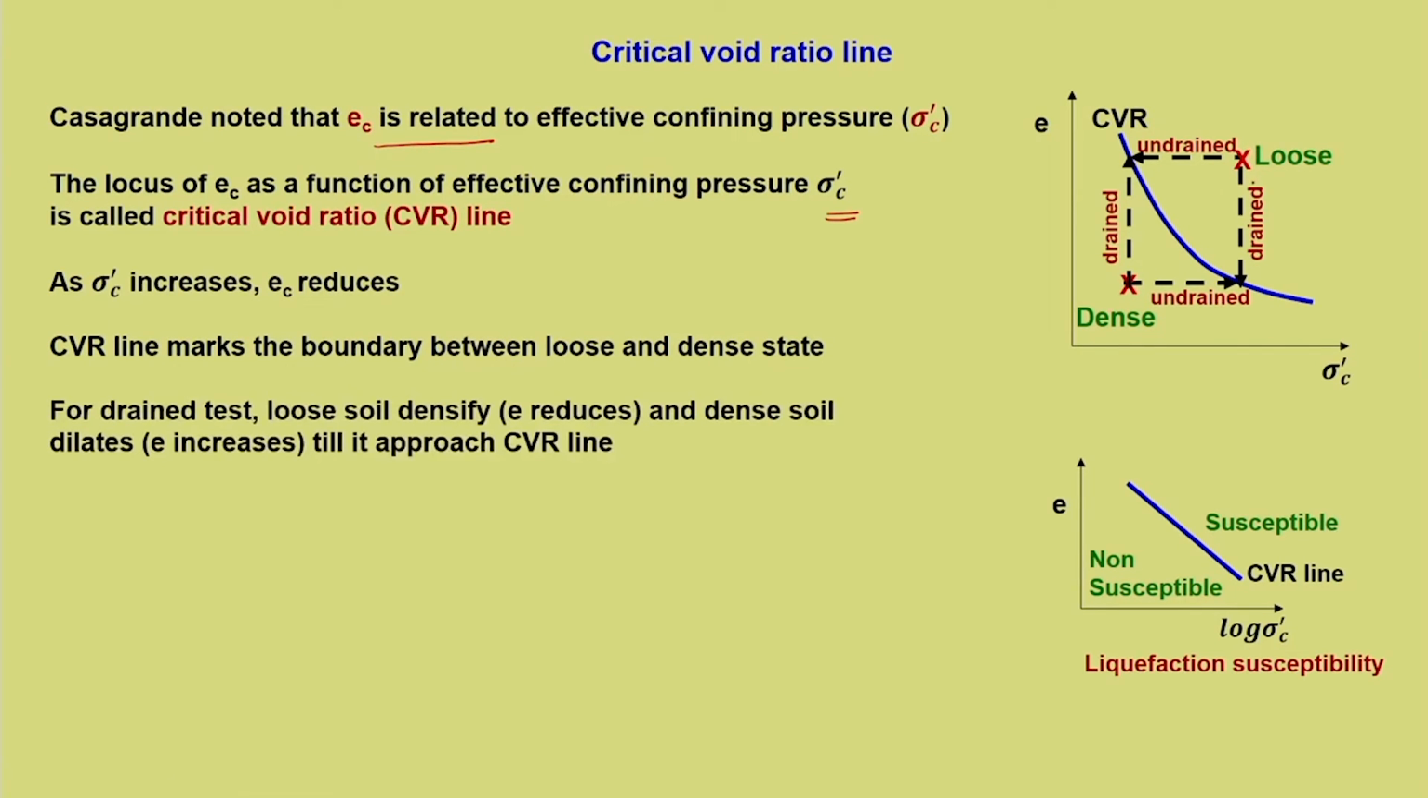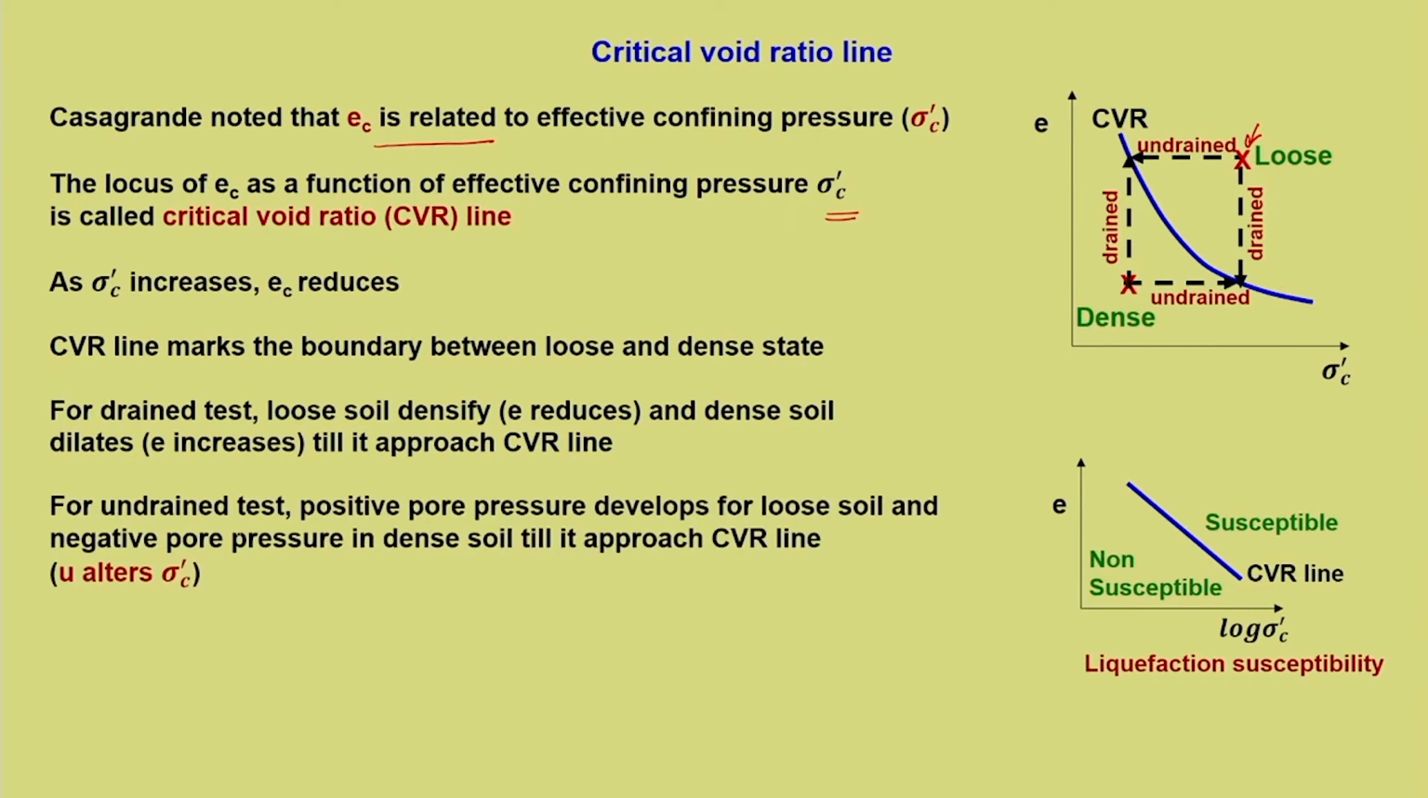Let us consider a drained test. Now, we are discussing this in general. For a drained test, a loose sample, this is the loose sample, densifies, that is E reduces for a drained test. What is meant by drained test? There is no pore water pressure and hence the volume changes. For a loose state, it reduces till it reaches the critical void ratio, and for dense soil, this is the dense soil, as the shearing happens, it increases in a drained test, because in a drained test volume change happens. So, it increases and reaches the critical void ratio.